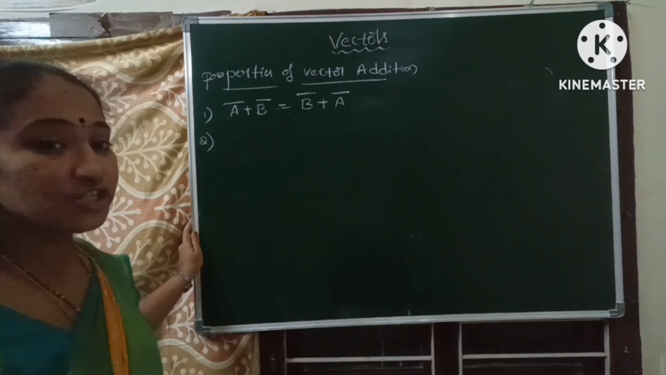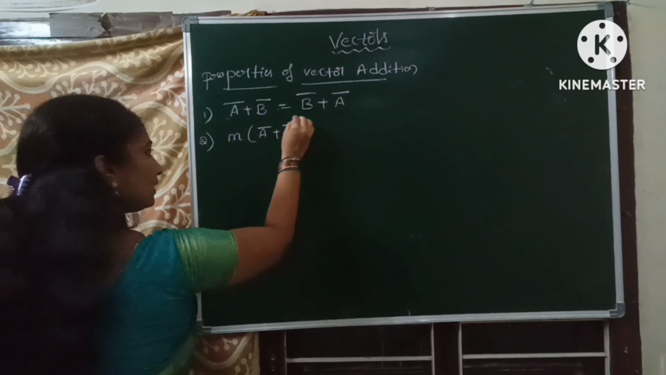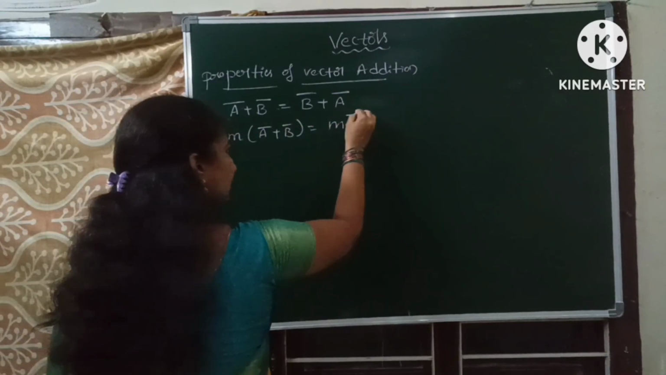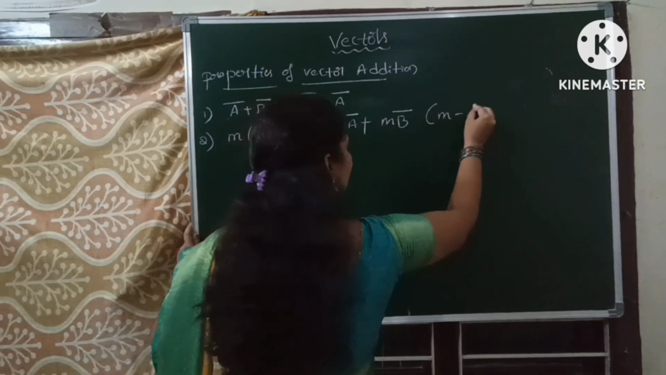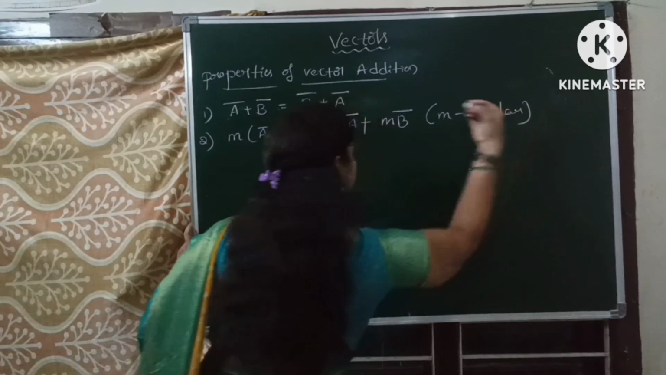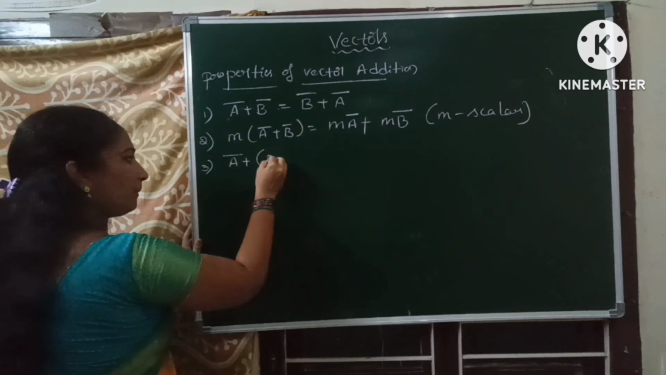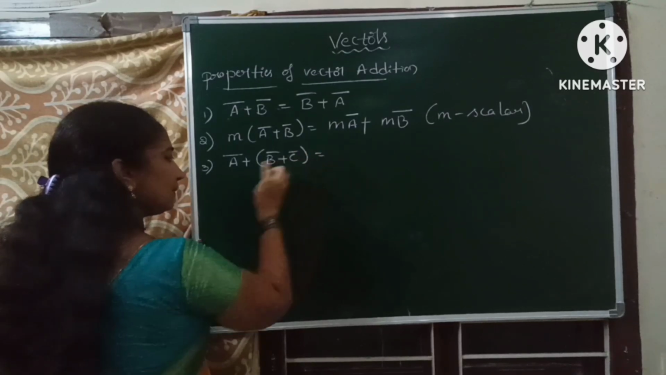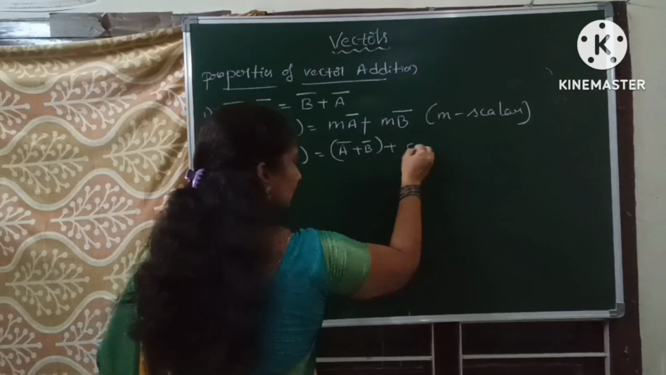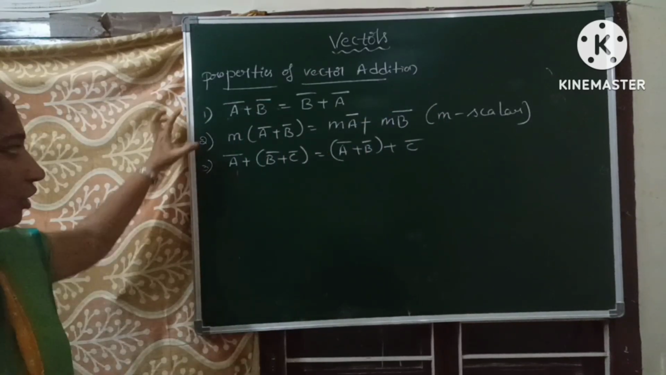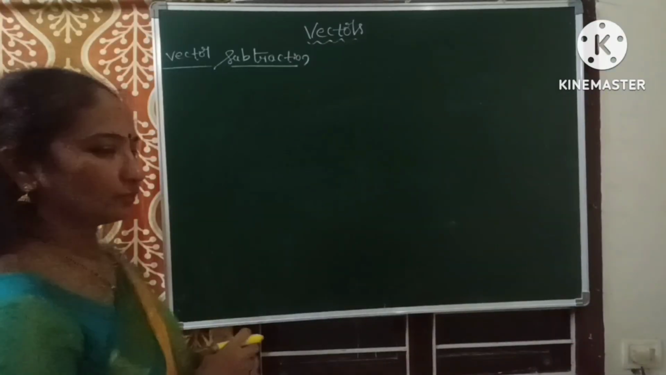It follows the distributive property also, that is m of a bar plus b bar is equal to m into a bar plus m into b bar. M is a scalar here. And it follows the associative property also. What is meant by associative property? A bar plus b bar plus c bar is equal to a bar plus b bar plus c bar. So it follows the commutative property, the distributive property, including the associative property.